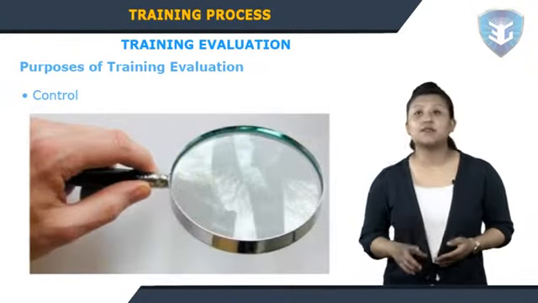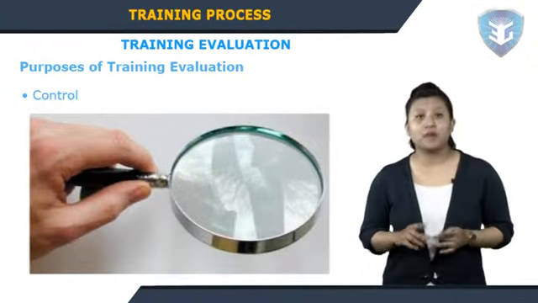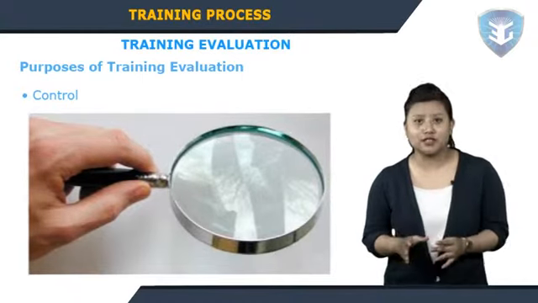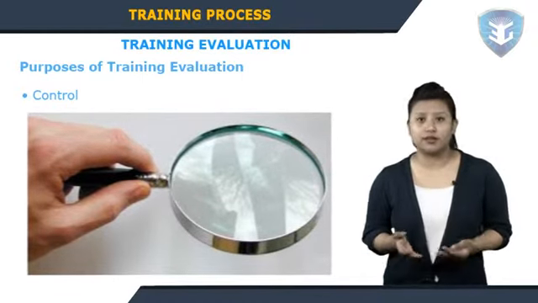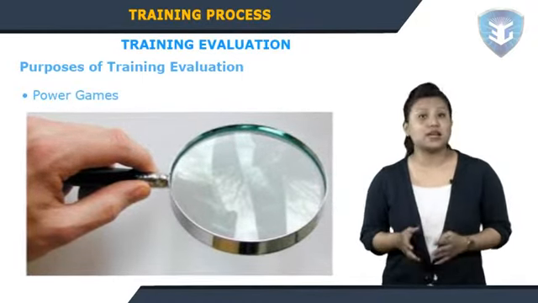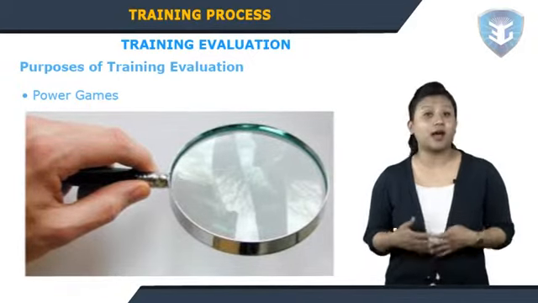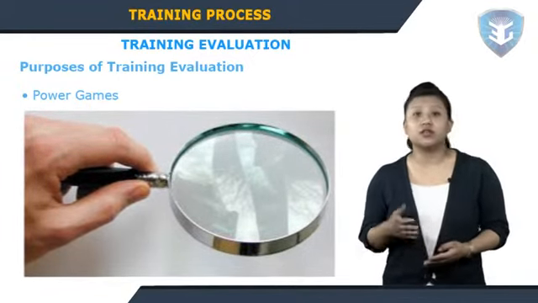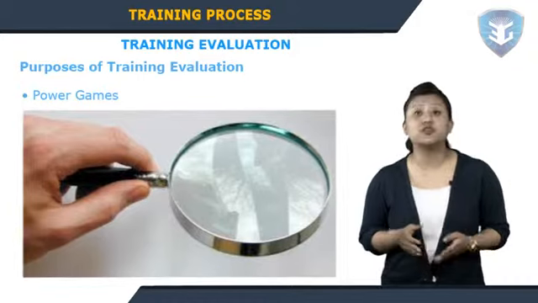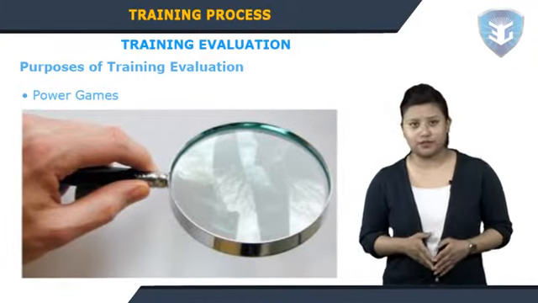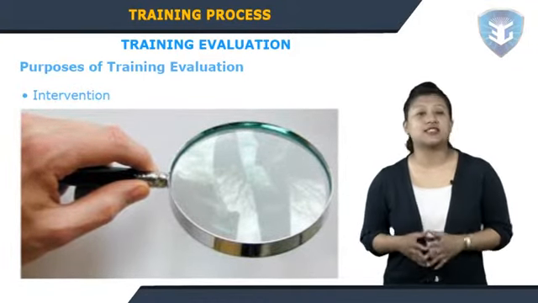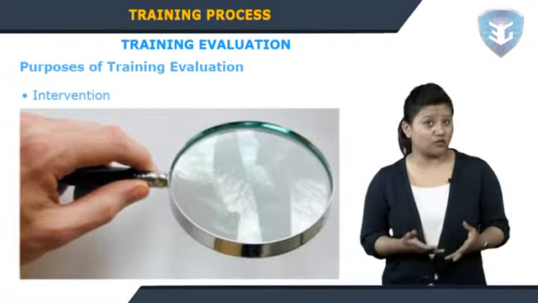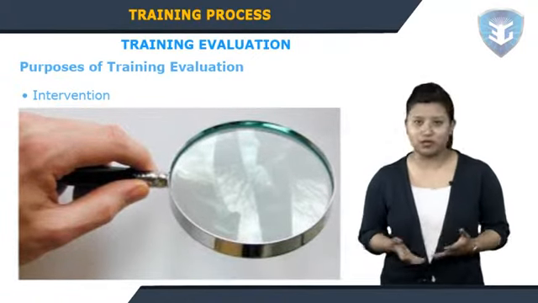Control. It helps in controlling the training program because if the training is not effective, then it can be dealt with accordingly. Power games. At times, the top management or the higher authoritative employee uses the evaluative data to manipulate it for their own benefits. Intervention. It helps in determining whether the actual outcomes are aligned with the expected outcomes.